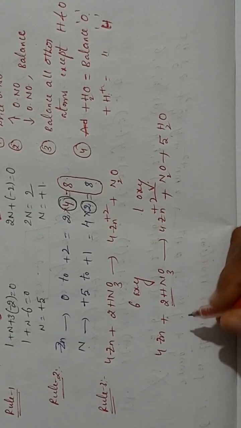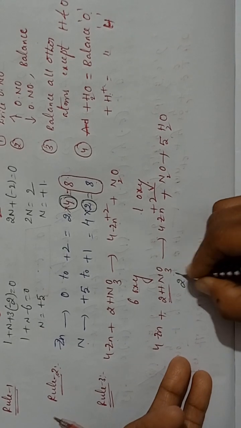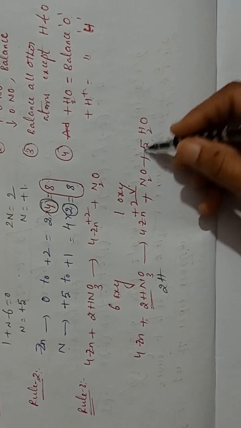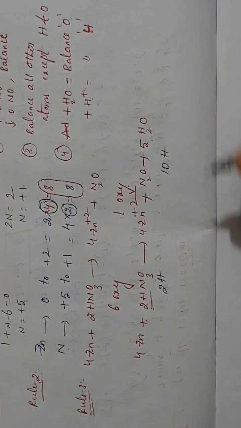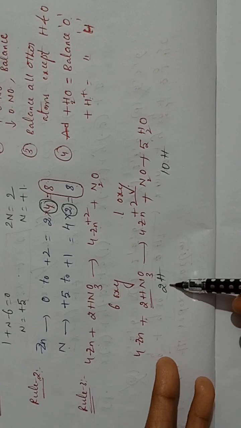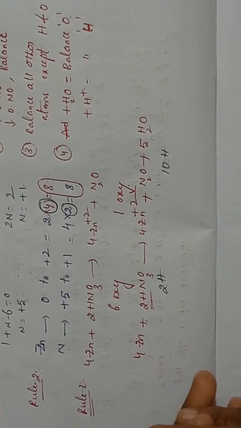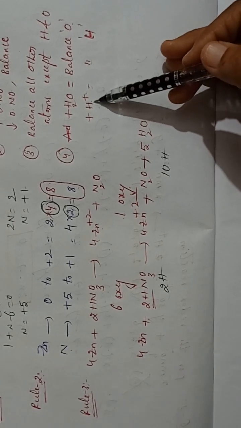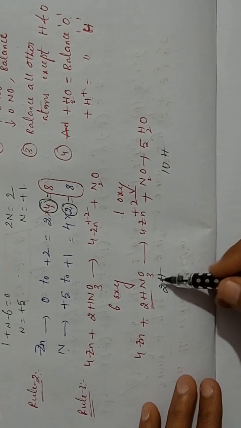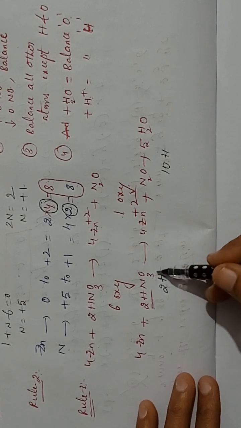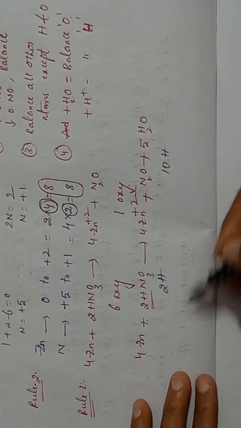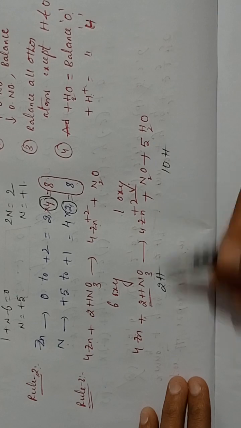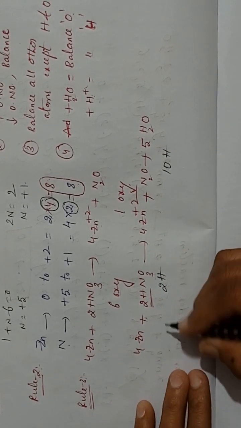Now you have to balance the hydrogens. How many hydrogens are there on the left? 2 hydrogens. On the right hand side, 5 twos are 10 hydrogens. So the left side is deficient in hydrogens. Where it is deficient, on that side you have to add. To balance hydrogens you have to add H+ ions. Here 8 hydrogens are deficient, so you have to add 8 H+ ions on the left hand side. That means 10 minus 2, how much, students? 8. So 8 H+ ions should be added.